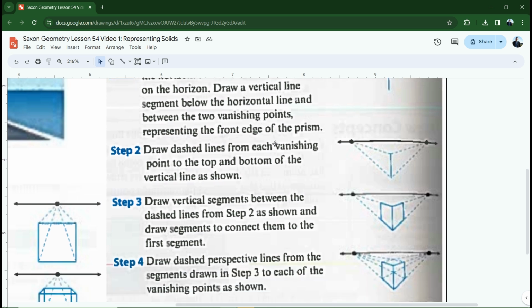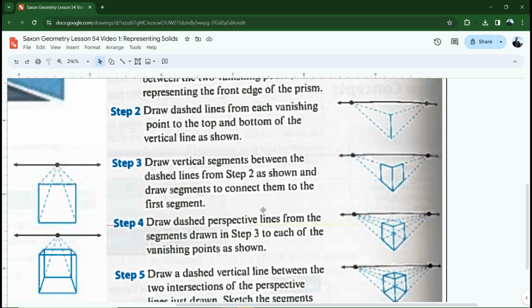You draw dashed lines from each vanishing point to the top and bottom. So we have four dashed lines: vanishing point to the top, vanishing point to the bottom, and the same from the other vanishing point. Next, we draw the vertical segments between the dashed lines. Just like we did in the previous one, you kind of have to choose where you're going to put those. We have to make sure the line is vertical, and then we're just going to connect the top dashed line to the bottom dashed line. Make sure it's parallel to this line. You do the same thing over here.